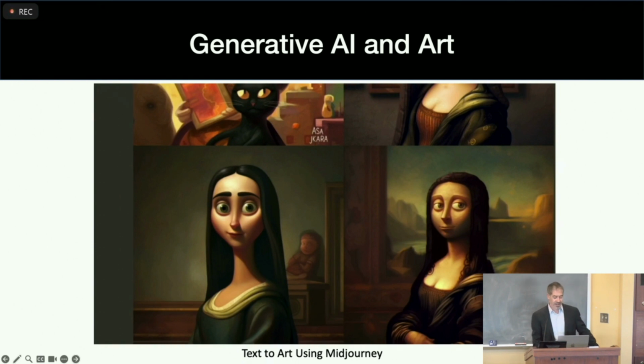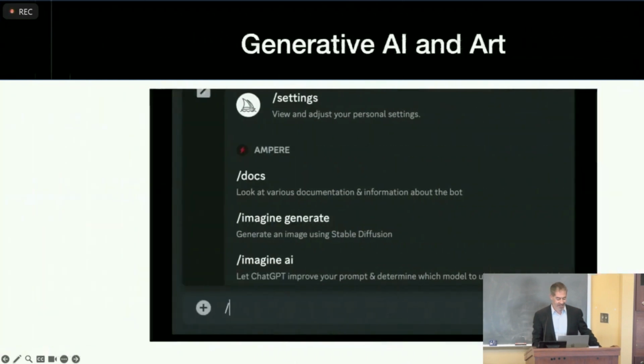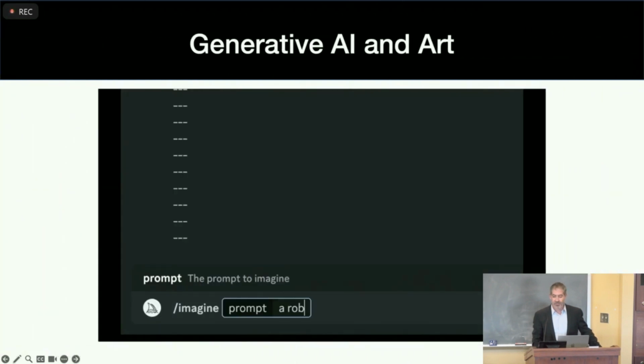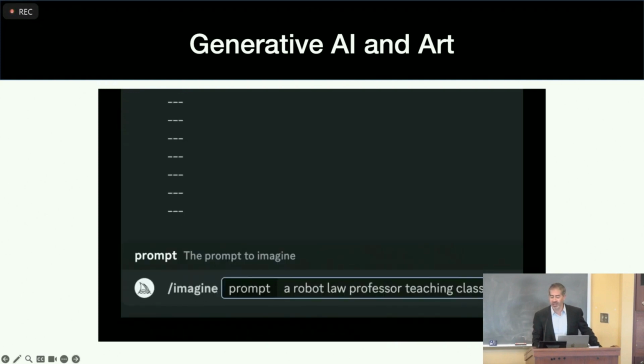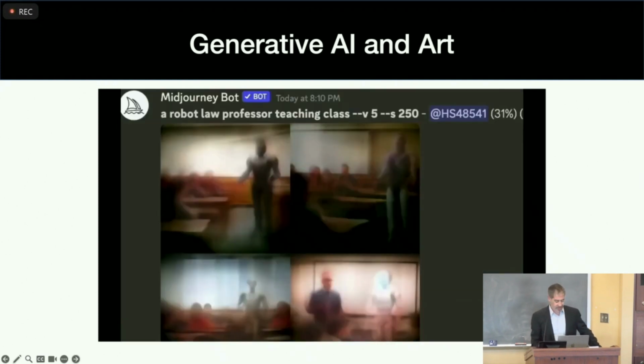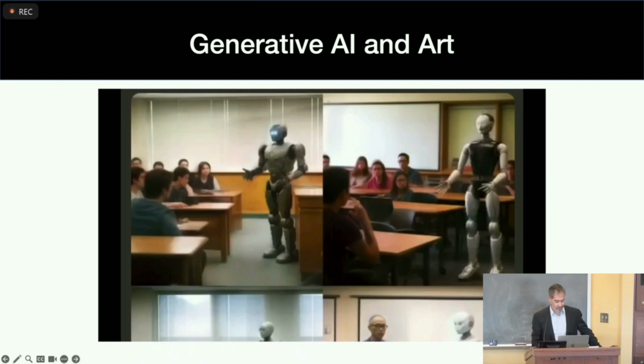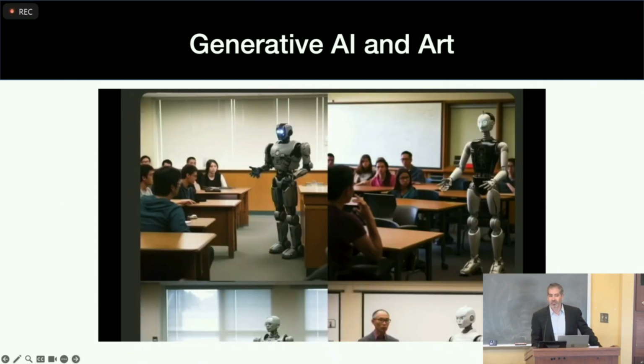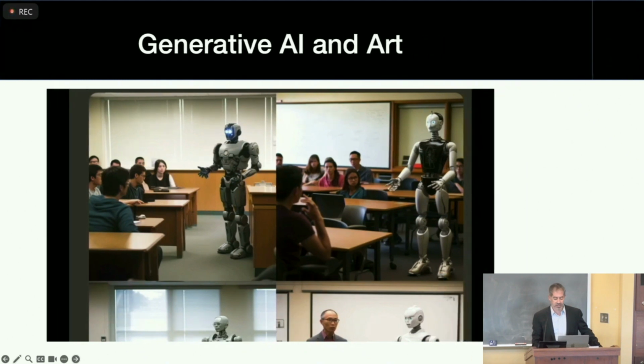There you go. Or say I wanted a picture of a robot law professor teaching a law class. Again, not something I could ever draw, but with generative AI like Midjourney, it's pretty easy to do in just seconds. So I encourage you all to try these really interesting tools. You can pretty much generate anything you want, high quality art. It's quite amazing. So that's generative art.